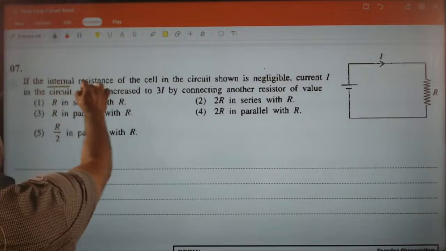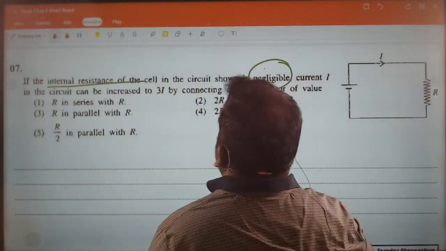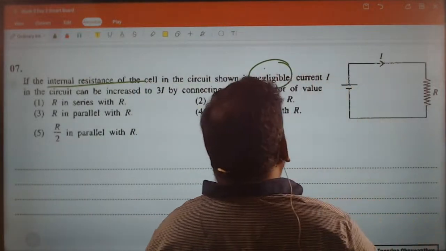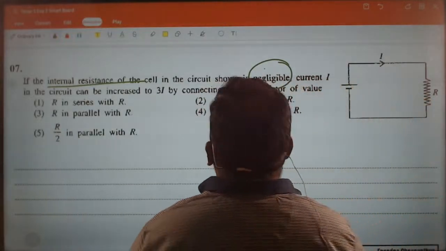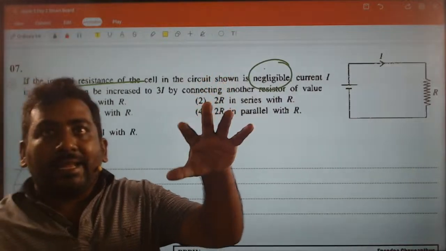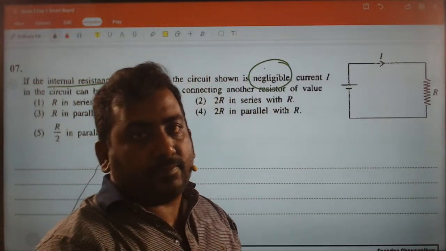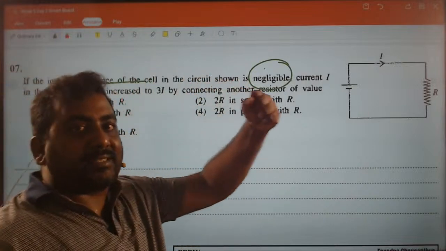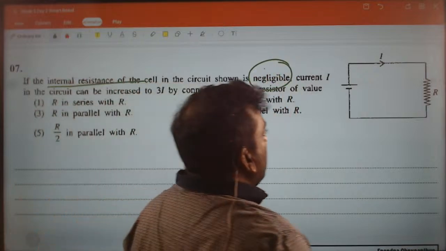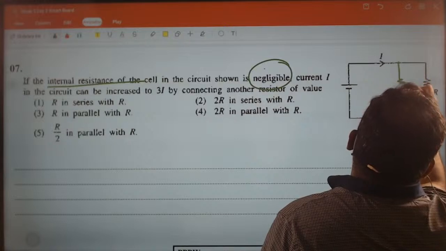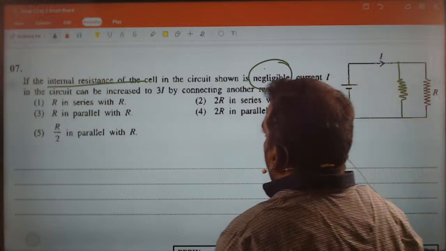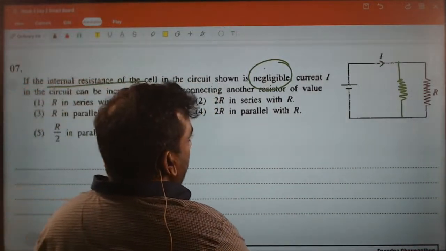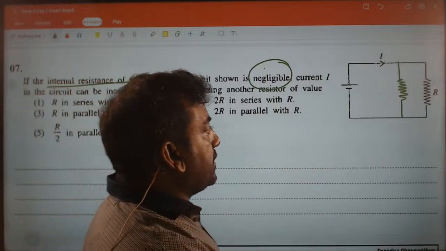If the internal resistance of a cell in a circuit is negligible, current I in the circuit can be increased to 3I by connecting another resistor of value... Now, if you are going to increase the current, the effective resistance should reduce. Logic: if you are going to increase the current by 3 times, the effective resistance should reduce by 3 times. That means you can't connect in series, you must connect in parallel. So how do you connect it so that the effective resistance reduces by 3 times? Have a look.